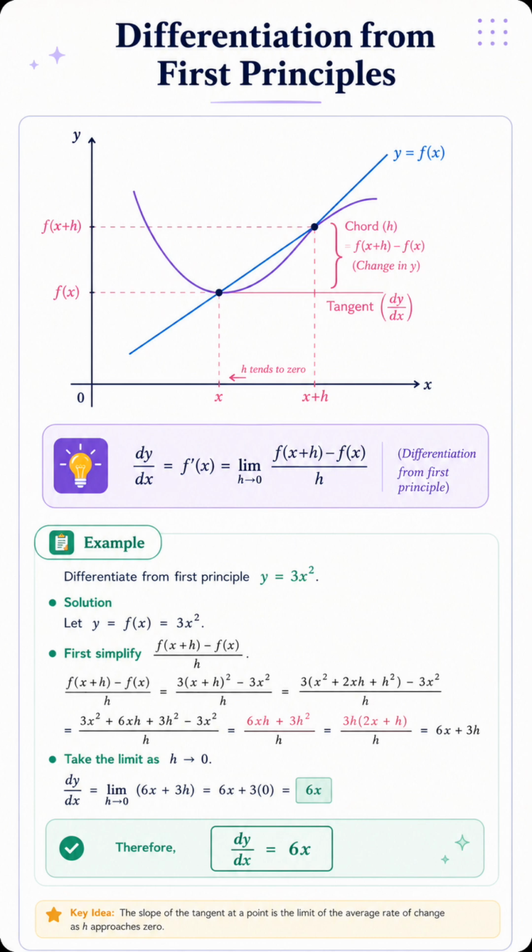So differentiation from first principle is simply finding the slope of a curve at a single point by taking a limit as the gap between 2 points approaches 0.